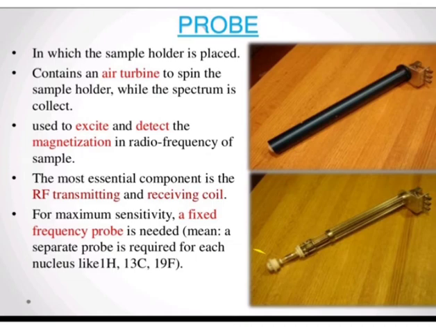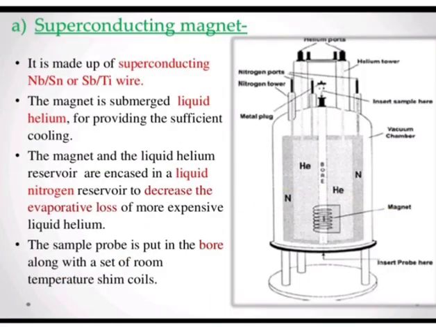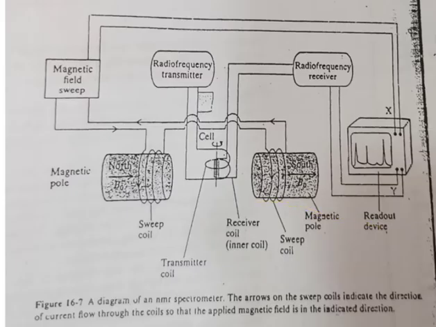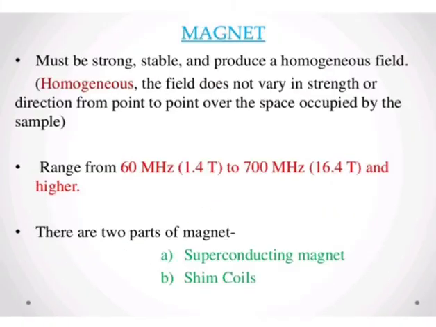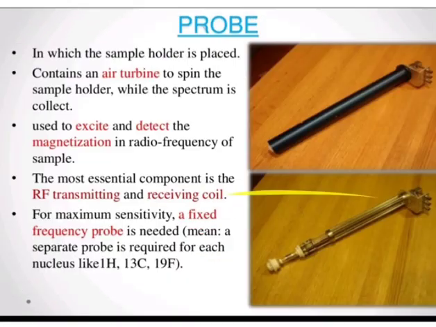So, see, this is a probe. Probe is a sample holder, or a probe in which the sample holder is placed. It contains an air turbine to spin the sample holder. Means we have shown in the diagram a circular motion, or the tube is continuously in rotating motion. See, this arrow shows the tube is continuously in rotating motion, or it rotates in a circular motion. This is due to a probe, and it is used to excite and detect the magnetization in a radio frequency of the sample.